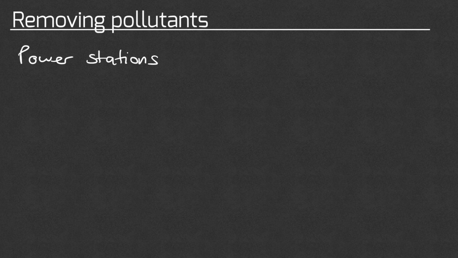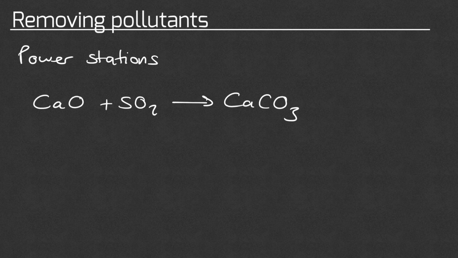Sulfur dioxide can be removed from power stations before it is released into the atmosphere. Calcium carbonate, also known as limestone, or calcium oxide, is mixed with water to form an alkaline slurry. This then reacts with the sulfur dioxide, which can be considered acidic, removing it, leaving calcium sulfate instead. You need to know and to be able to write the equation for this process.